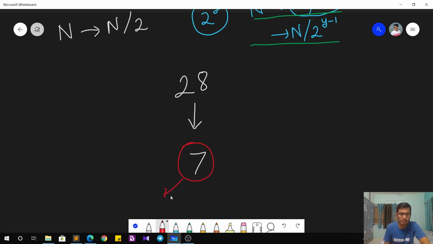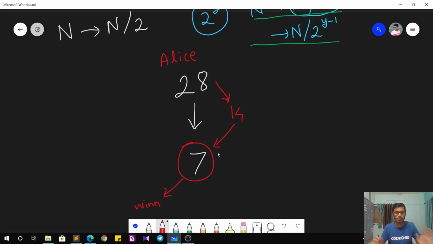So if 7 is a winning state, then what will Alice do? If Alice is currently on the number 28, then she will not divide by 4, because if she divides by 4, then Bob will reach the winning state. Rather, Alice will say that okay, if 7 is a winning state, I'll put Bob in such a situation that I will land at 7. So she'll divide the number 28 by 2 and go to the number 14. Now Bob has only one option, because 14 is divisible by 2 and the maximum power is also 2 to the power 1. So Alice will again land over here.